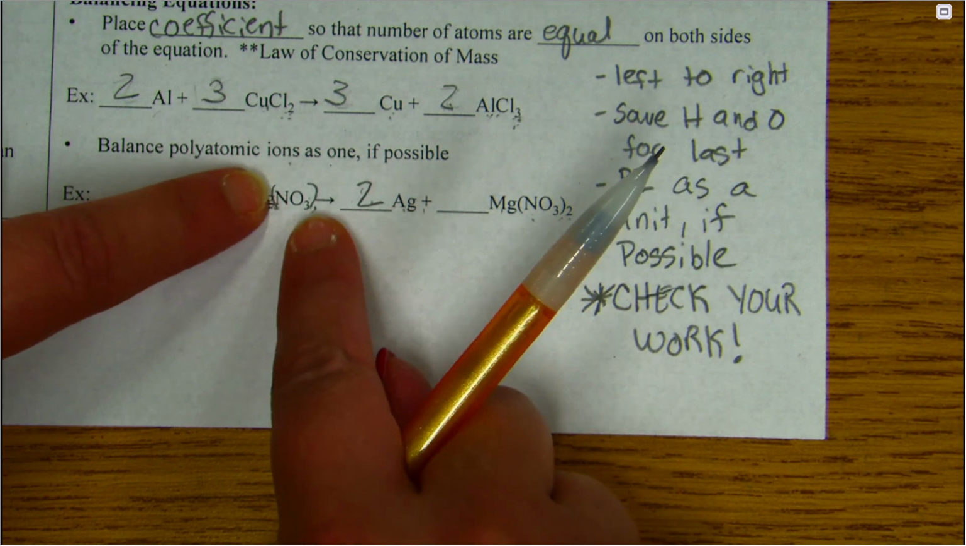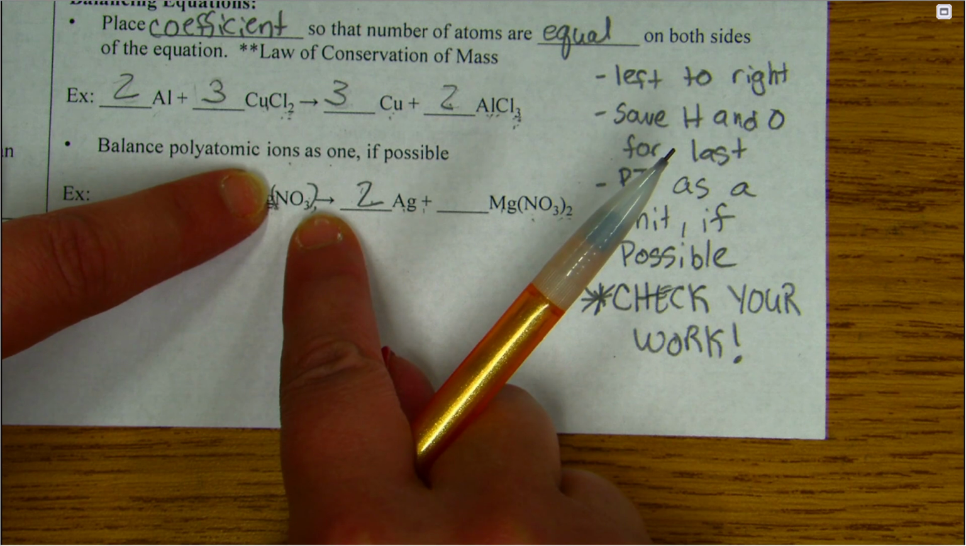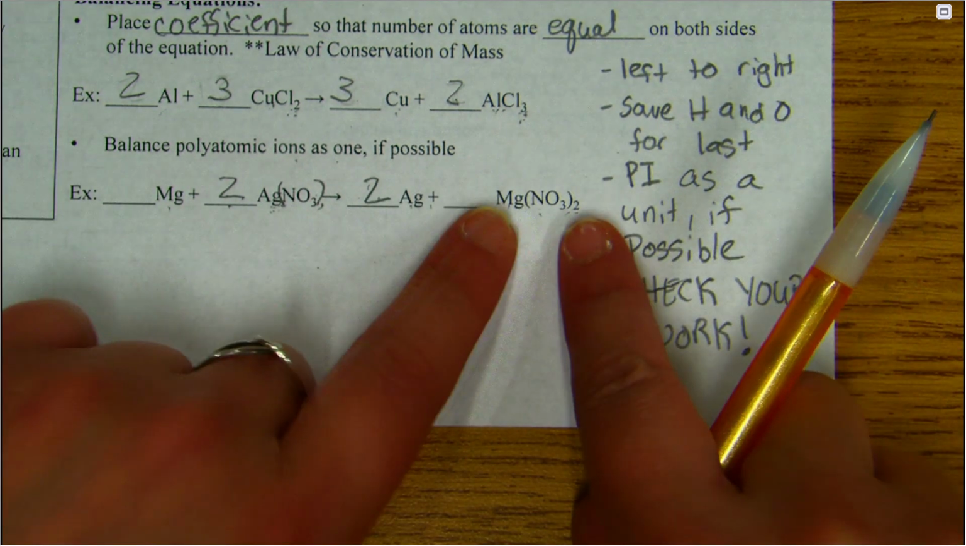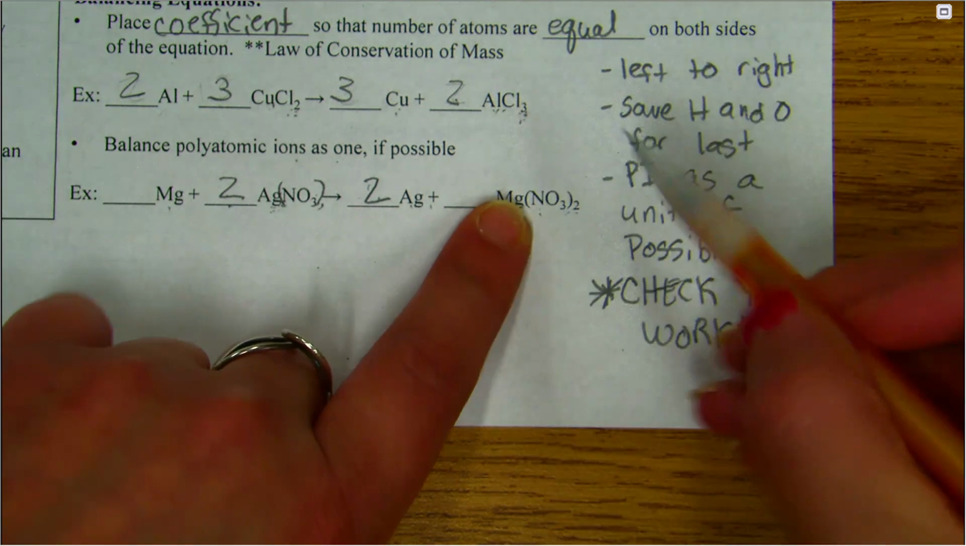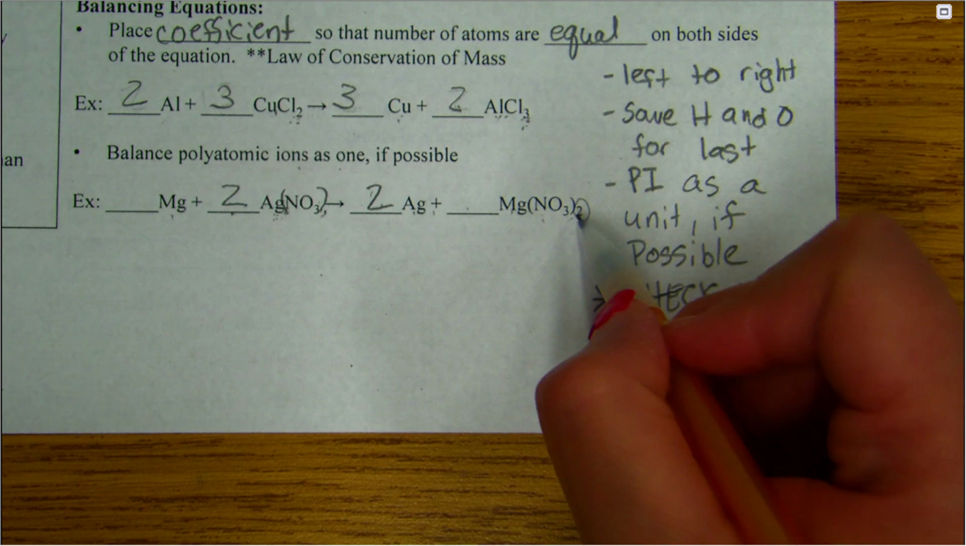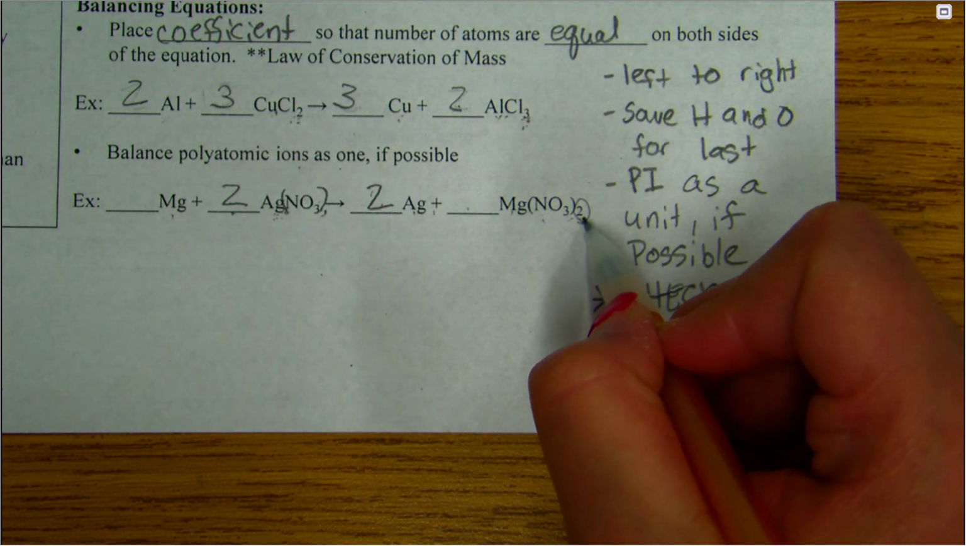My nitrate is in parentheses. There's 1 of them. 1 times 2 is 2. And on the product side, my nitrate is in parentheses with the 2 behind it. All right, there's a 1 in front. So this also has 2 nitrate.